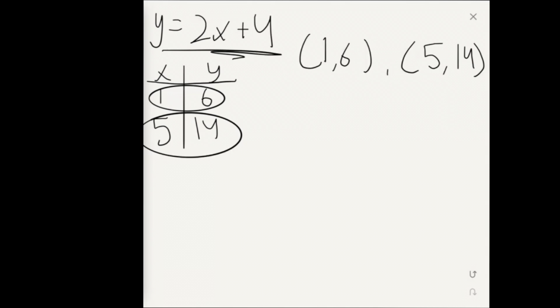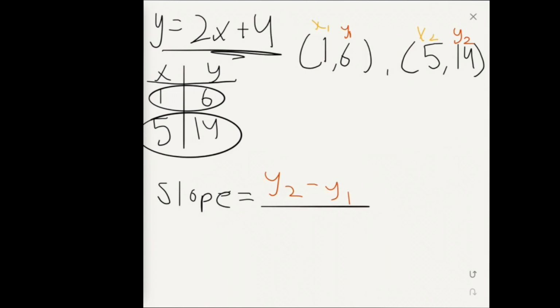Now let's label these as x1, x2, y1, and y2. The 1 is x1, 6 is y1, 5 is x2, and 14 is y2. Now take the equation we went over before. Slope equals y2 minus y1 divided by x2 minus x1.